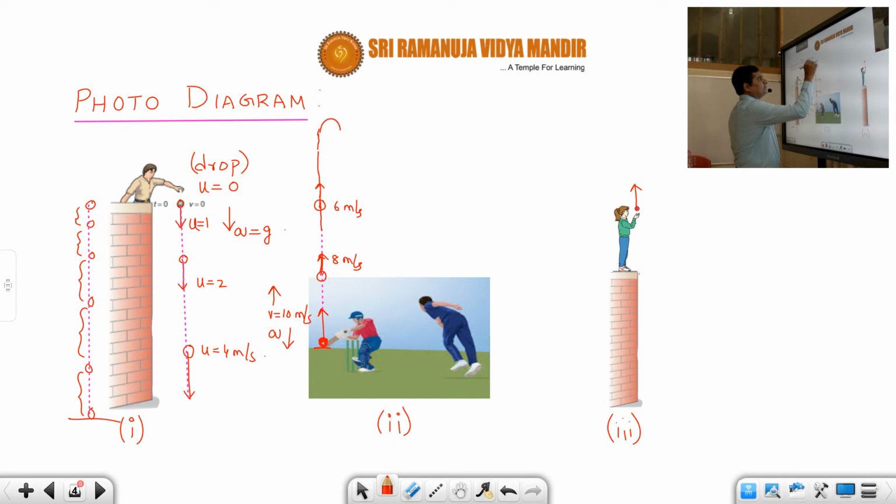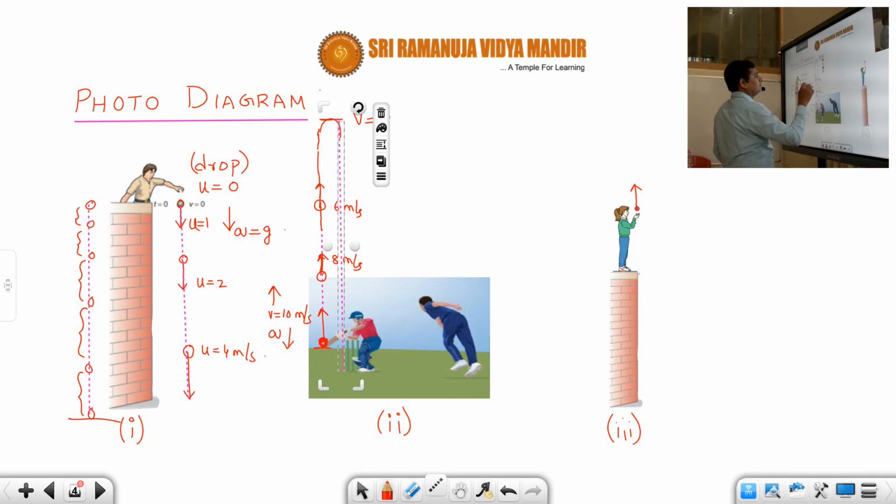Then afterwards what will happen, students? The acceleration is still downwards. So at one point its velocity will become 0, and then it will take a U-turn and travel downwards. Okay, I hope you are understanding, students. So it will travel downwards.